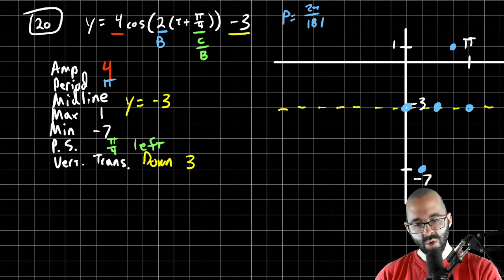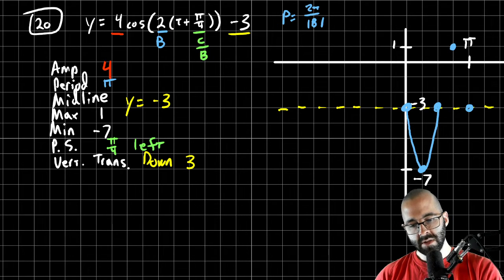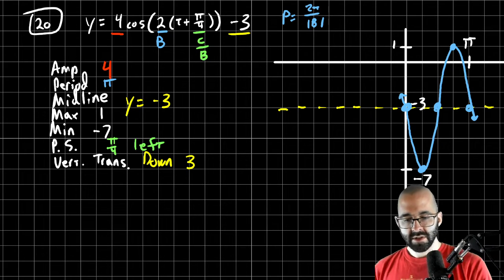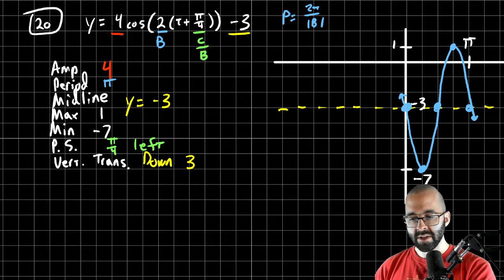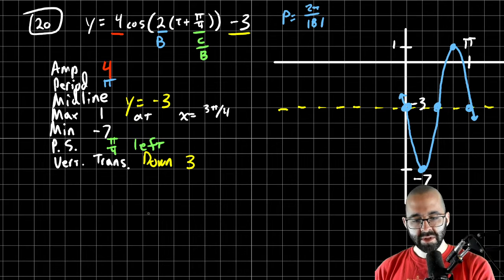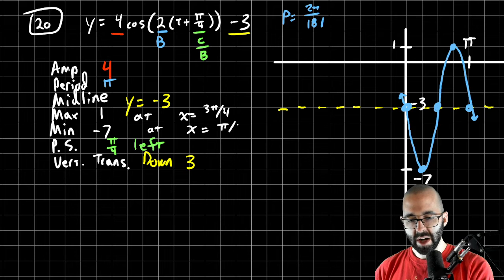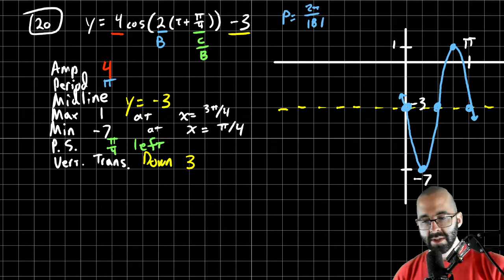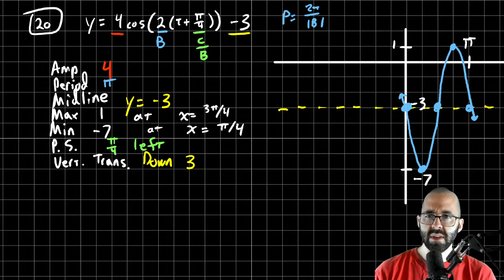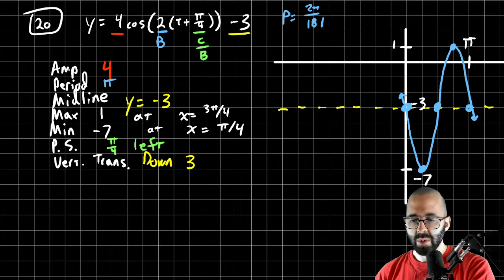It only wants one period. So we're only graphing this much. So the maximum is 1, and that occurs at 3 pi over 4. The minimum is -7, and that occurs at pi over 4. And that's what they want you to do for these problems. Let me know if you have any questions, because this one specifically is a little bit different than what we've been doing.